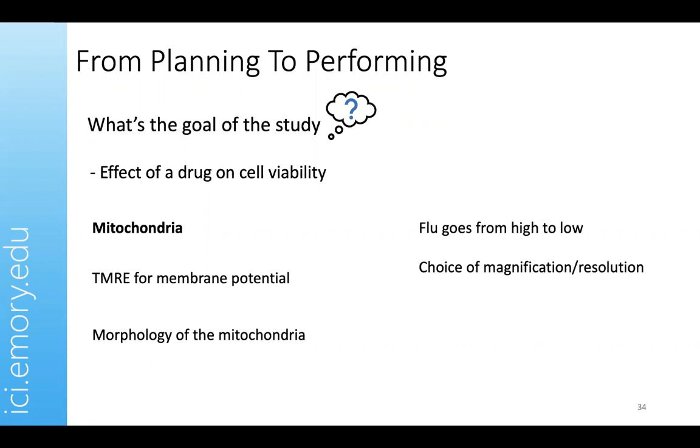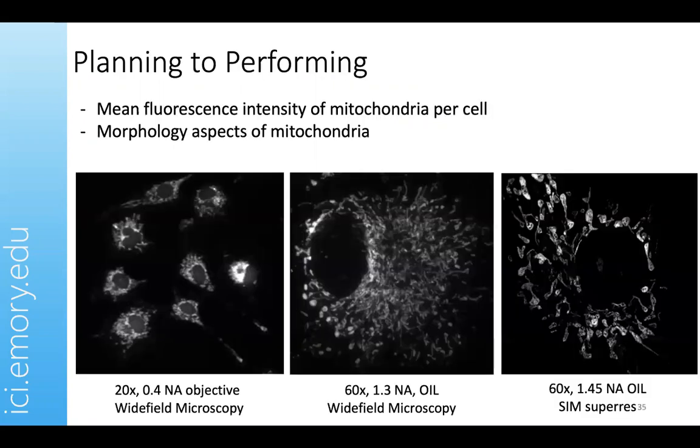Okay, so these are a bunch of words. How does it look in an image? Here on the left, we have cells with mitochondria labeled. Now you cannot really distinguish individual mitochondria on the left, for images taken with a 20x 0.4 NA objective, right? And this is a wide field image.